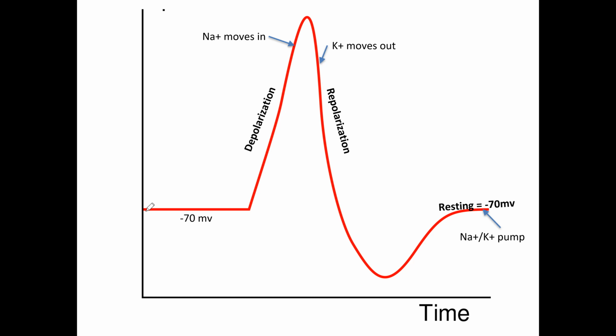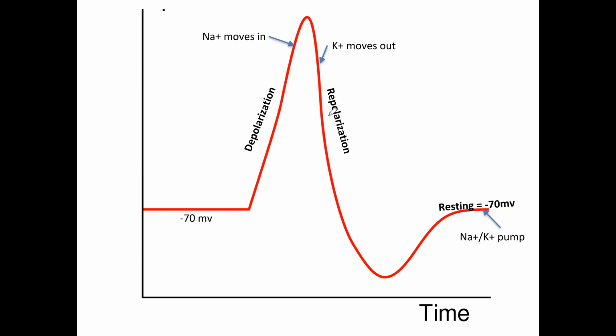This is how it looks on a graph. Resting neuron, minus 70. Depolarization, we go to plus 30. Then repolarization, we go even lower, like minus 80, minus 85, and then back to resting minus 70. All of this is your electricity. That's the electricity moving along the axon, called the action potential. And all of this happens because of the ions. When sodium moves in, we have depolarization. When potassium moves out, we have repolarization.